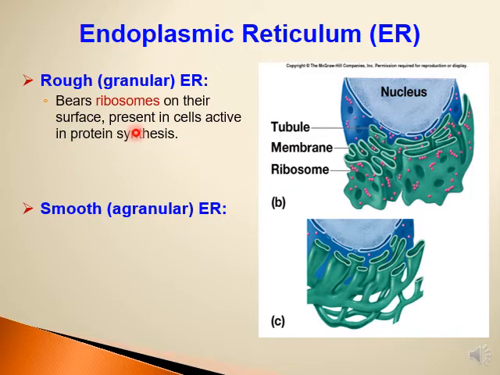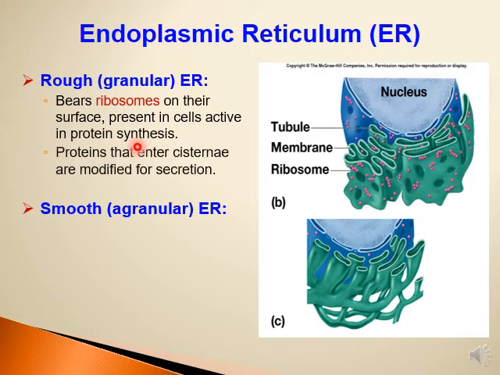They are present in all cells that are active in protein synthesis. Proteins that enter the cavity or the cisternae of the rough endoplasmic reticulum are modified for secretion. So please remember that most of the proteins that are produced by ribosomes on the rough endoplasmic reticulum are proteins that will be released from the cells. So secretory proteins.